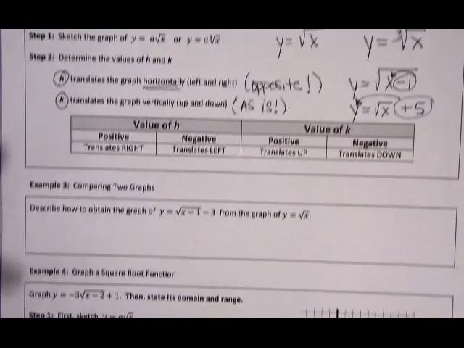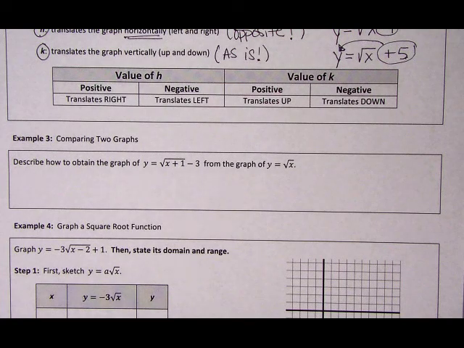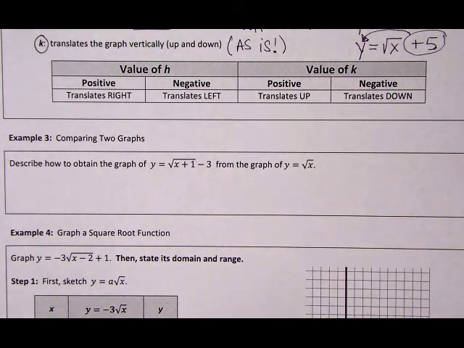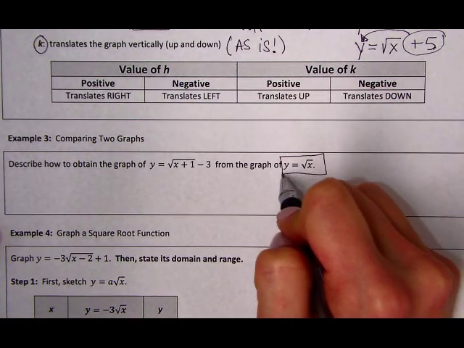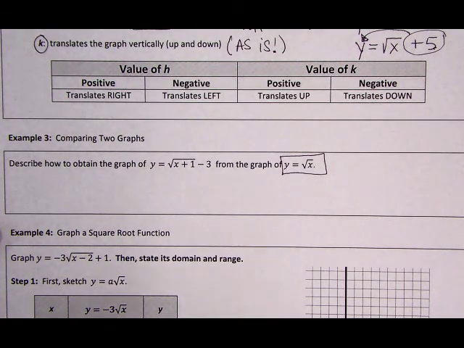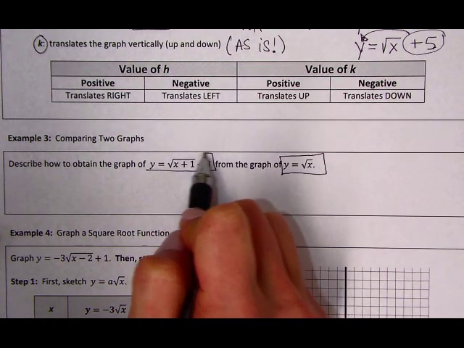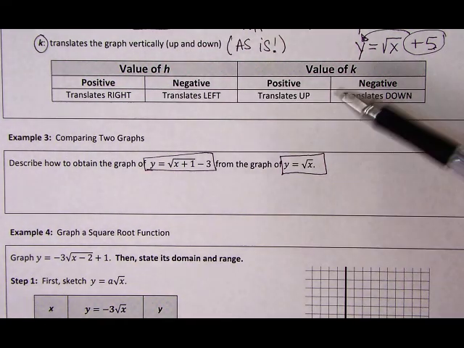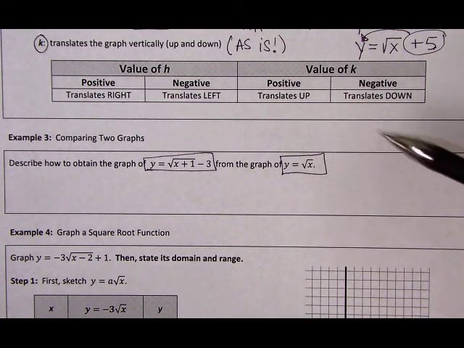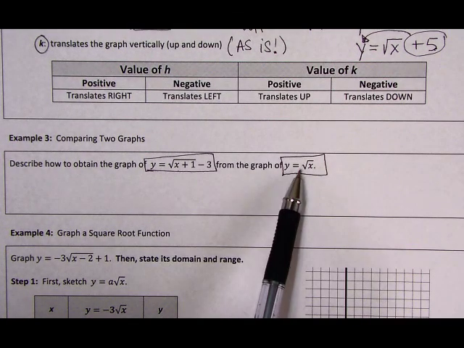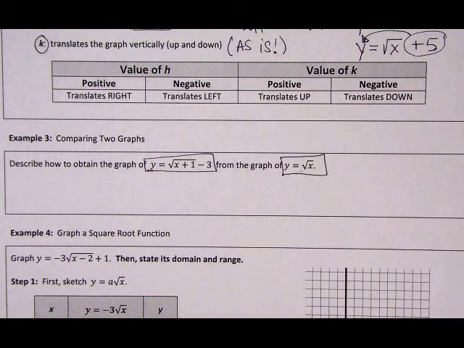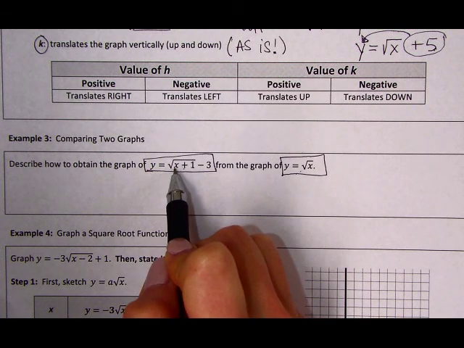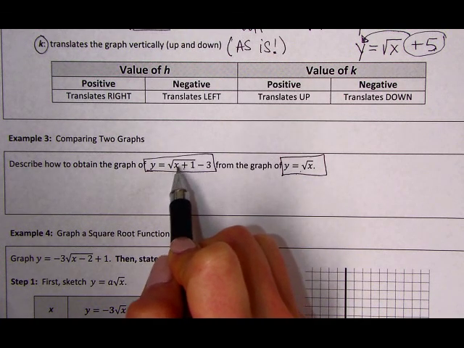Okay. So let's look at example 3, just to give you kind of an idea of how these move. So in example 3, we want to compare the two graphs. So obviously our parent graph, our original graph, is y equals square root of x. How does y equals square root of x plus 1 minus 3 translate if our original graph is y equals square root of x? So, if this is our original, how is this one different from our original? And what that means is, because my +1 is inside my square root, I'm moving opposite of what I think it is along my x-axis.